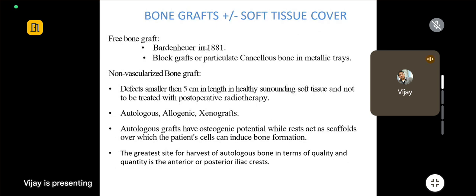It was introduced by Bidenhuber in 1881. Block grafts or particulate cancellous bone in metallic trays were used. Non-vascularized bone graft was used for defects smaller than 5 centimeter in length, in healthy surrounding soft tissue, and not to be treated with post-operative radiotherapy. Autologous, allogenic, and xenografts were used. Autologous had the osteogenic potential, while the rest act as a scaffold over which the patient's cells can induce bone formation.